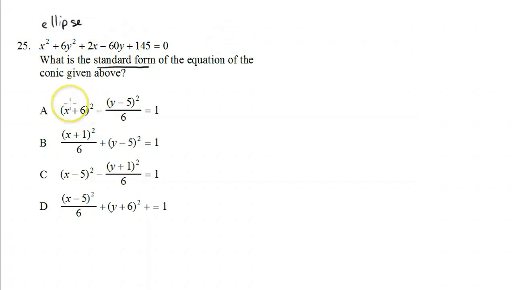And even if you get stuck, at least be able to improve your chances on this. We know it's an ellipse, so it has to be a plus sign in between. Well, that's a minus sign, so it's not this. That's for a hyperbola. Same thing here, minus sign, it's not that. So it's got to be one of these two. So let's see if we can figure out which one is going to be the answer by putting it into standard form.